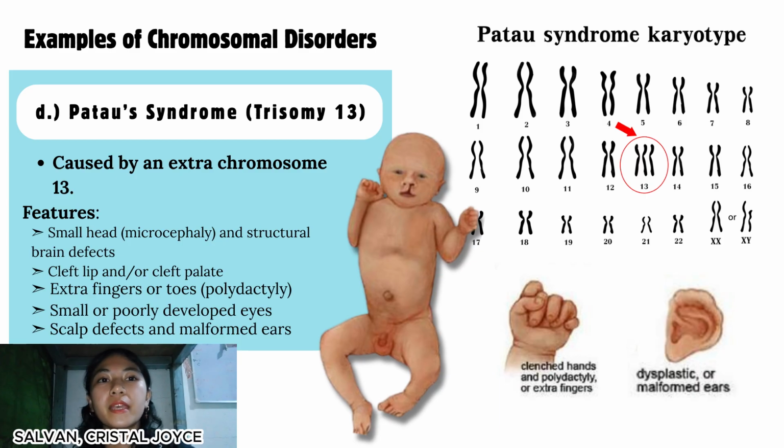This is caused by an extra chromosome 13. Some features include cleft lip or palate, extra fingers or toes, small eyes, and severe brain defects. Unfortunately, most infants with this condition do not survive beyond the first few weeks or months.